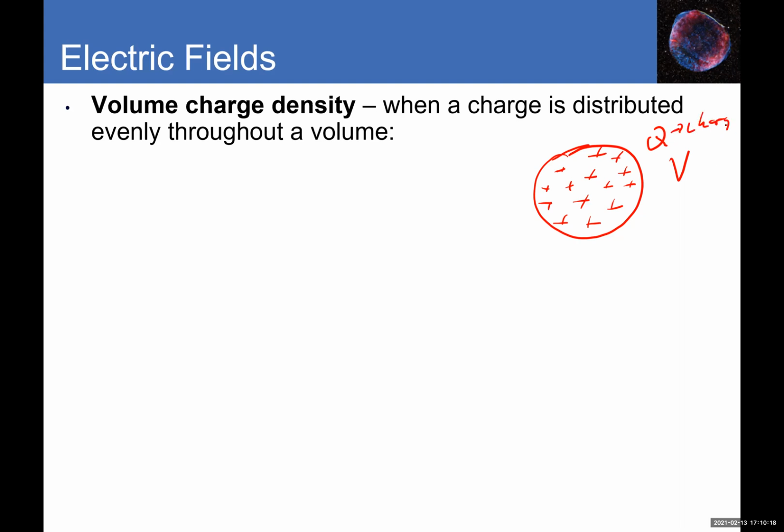So this is the charge, and this is the volume. One thing I can define here is the volume charge density. That's when a charge is distributed evenly throughout the volume. So volume charge density is given as a ratio of charge per volume.